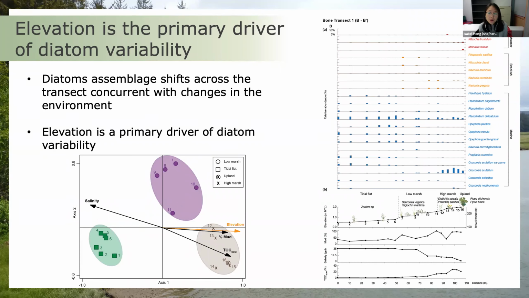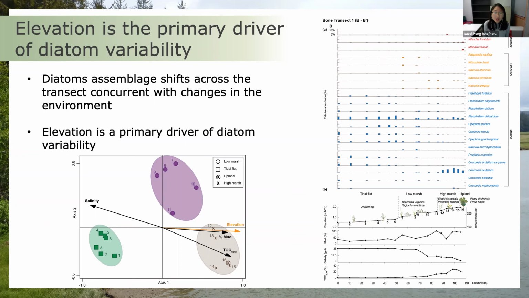And what we find with the sampling stations and clustering analysis is that clustering analysis identified 3 distinct clusters along this transect. With the green cluster, we find sampling stations 1 through 6, which comprise the tidal flat environment. The second cluster, the purple cluster, comprises sampling stations 7 through 11, where we see low marsh samples.